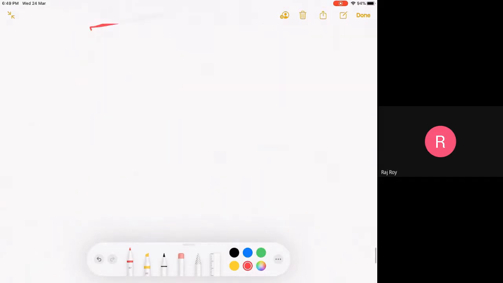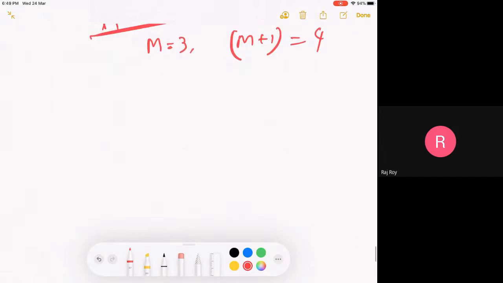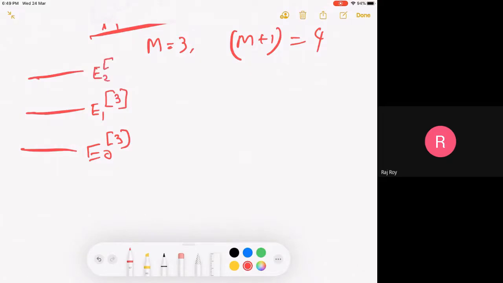So now I will just draw a diagram with 3 states. Let's say my m equals 3, and hence m plus 1 equals 4. So I'm going to construct the 4 values. This is my E0 in the 3 basis, this is my E1 in the 3 basis, and this is my E2 in the 3 basis. That's all I get in the 3 basis. And of course, the ground exact state is here. Due to the interleaving theorem, there will be one root here.